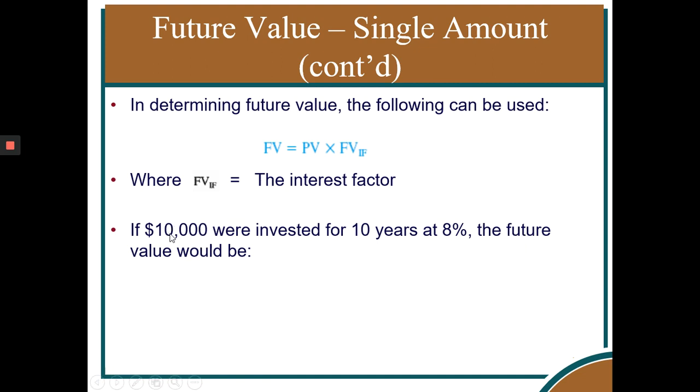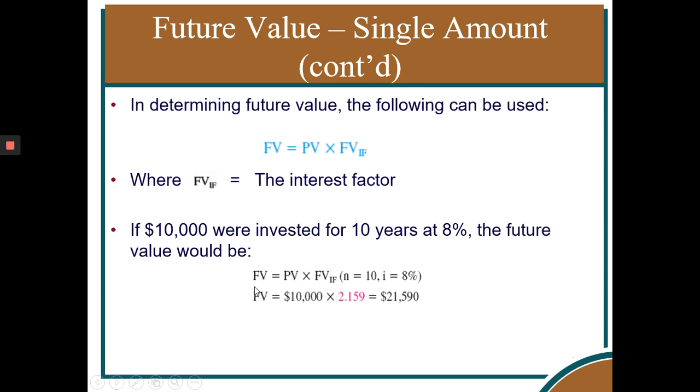They say it was invested, so you can know this is the present value. If you want to invest, you must have it now. So 10,000 is the present value, n is 10, and I is 8%. So what is the future value?